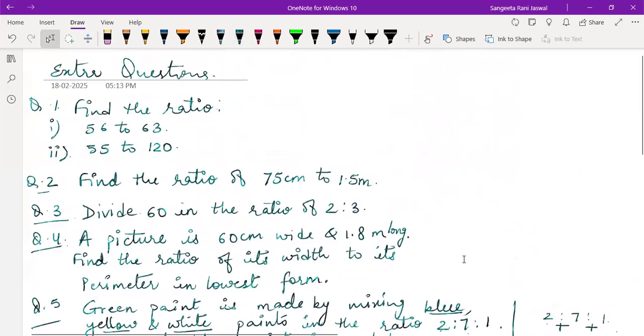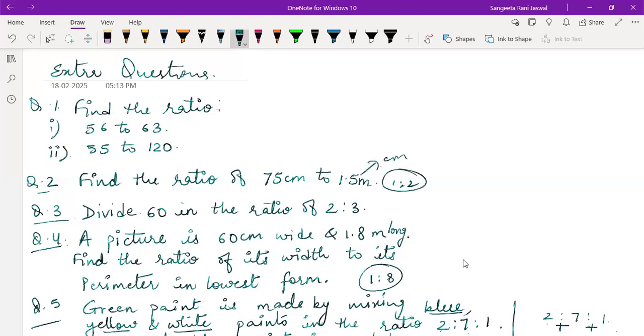Okay. Tell me for question number 4. What did you get for question 4? Ma'am, for question 4, I got 1:8. 1 is to 8. Yes, okay. Find the ratio of 75 centimeters to 1.5 meter. How much is this? 1:2. 1:2. Good. When you convert this to centimeters, okay.